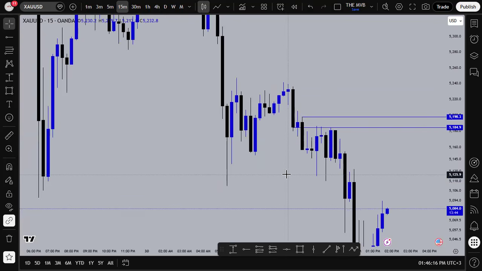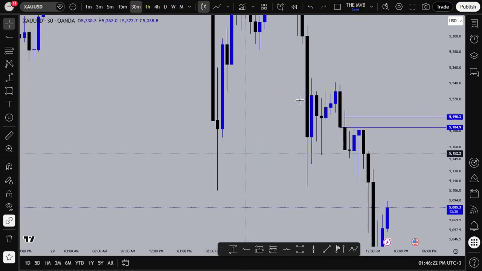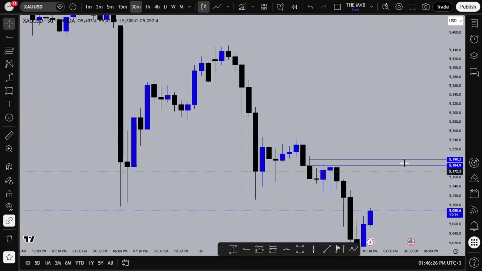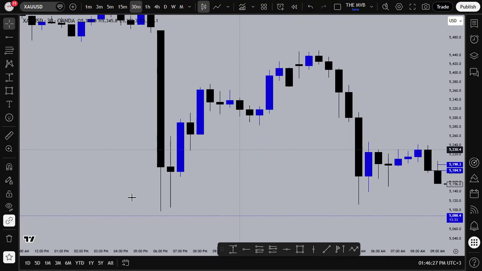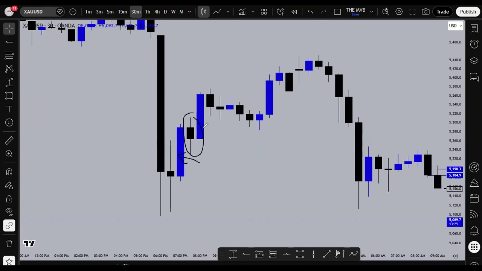I'm going to show you some quick examples again. Another one I took yesterday in the 30 minutes time frame. You can see another one. We have a bullish candle, and then a bearish candle, and then a bullish candle again.